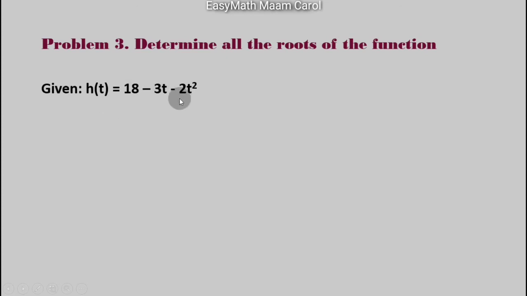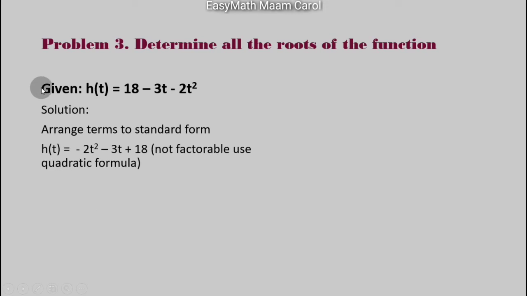nitong expression na to. So, ang gagawin muna natin is we are going to rearrange it into the standard form. Okay? So, the standard form ay yung may pinakamataas na exponent, yun yung ilalagay natin sa unang-una. And then, ito na ang exponent lang ay 1 at saka yung whole number lalagay natin dun sa pinakadulo. So, ito yung magiging itsura. So, negative 2t squared minus 3t plus 18.